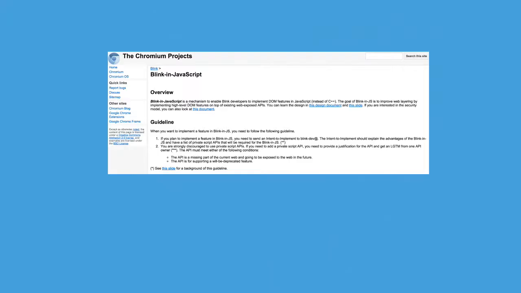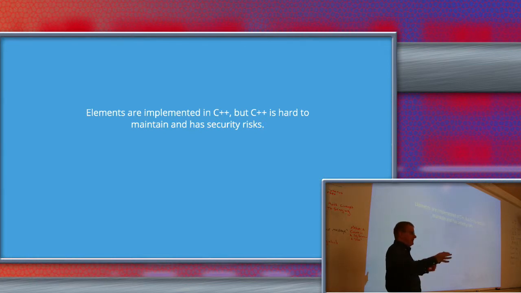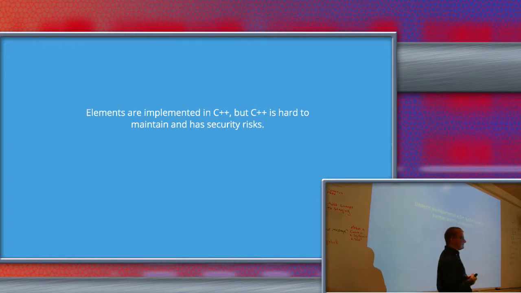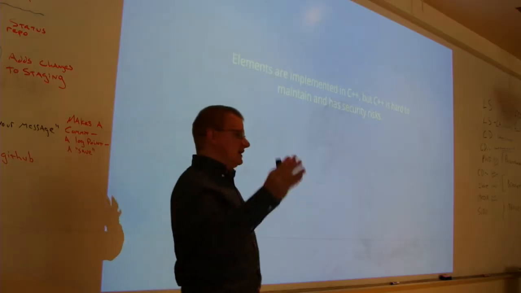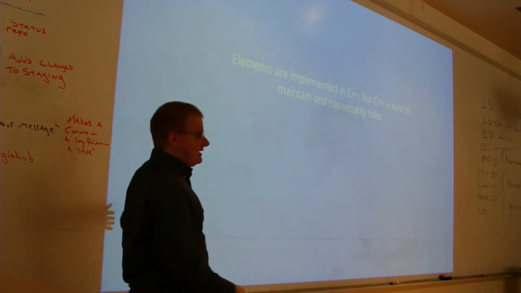Recently, or a little while back, there was this project called Blink in JavaScript for the Chromium project. And I thought this was a really interesting project. Normally, elements in the browser, like when we think of something like h1 or input or div, are implemented in C++. But C++ is hard to maintain. No one wants to write C++. Well, that's not true, but. Wait, what was that? Elements in HTML are implemented in C++? Yes, the under-the-hood mechanics of these elements in the browser are implemented in C++ in Blink.